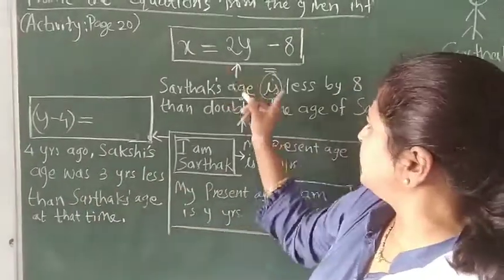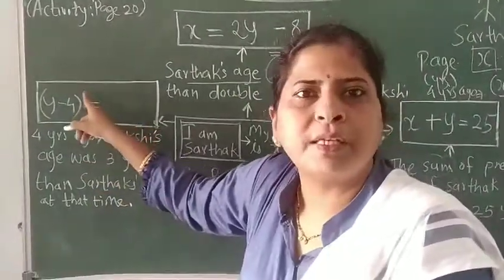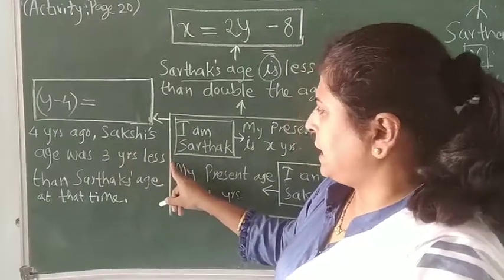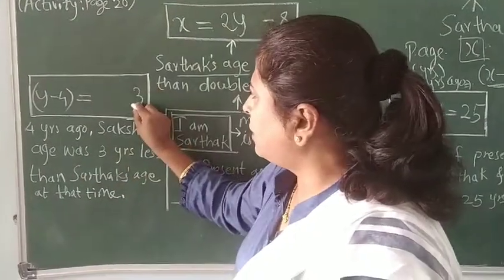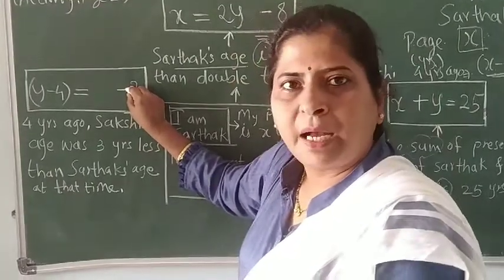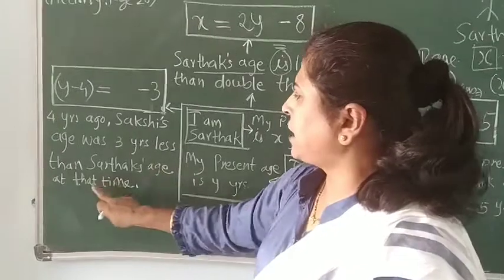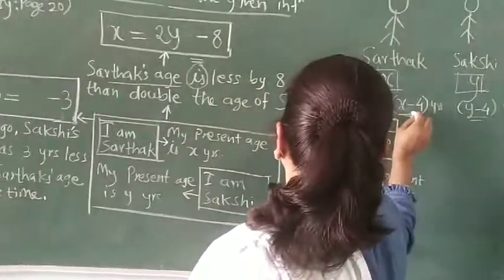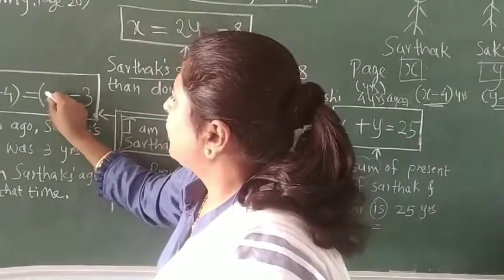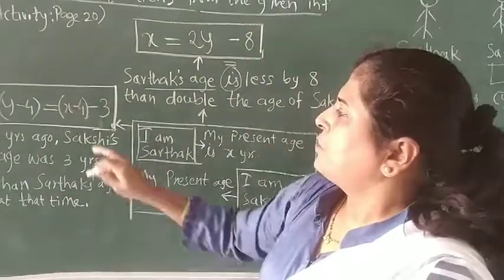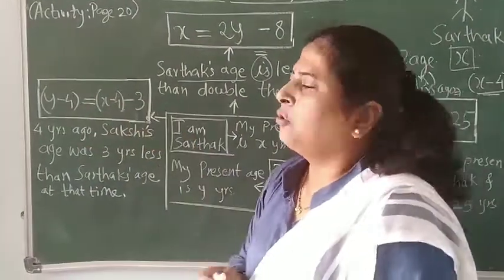As "is" is replaced by is equal to, "was" is also replaced by is equal to. It was equal to what? 3 years less than, so minus 3, than what? That we will write here: Sarthak's age at that time. Sarthak's age at that time was x minus 4. So we have to put here, in this bracket, x minus 4.